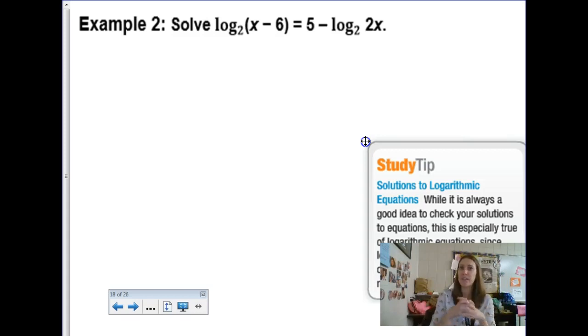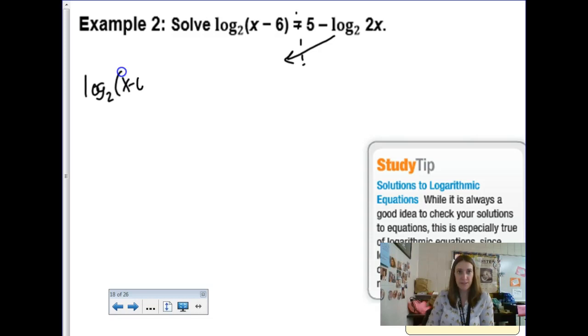Okay? The idea here on this question is we have multiple logs going on, and I don't really know if I like the way it looks at the moment. So the first thing we have to do is bring the logarithms together into one equation. So if you don't mind, I'm going to go ahead and add this logarithm over here. I have a slow tablet. Here we go. Log base 2 of x minus 6, and then it's being added to log base 2 of 2x. Still equals 5 on this side.